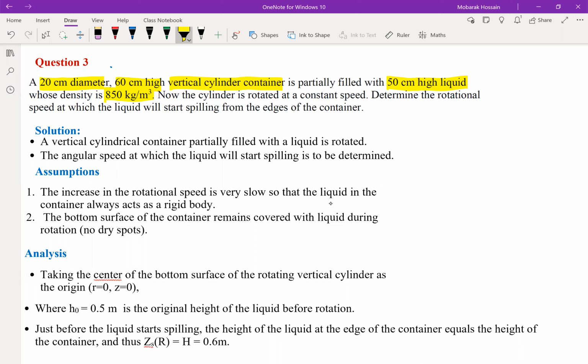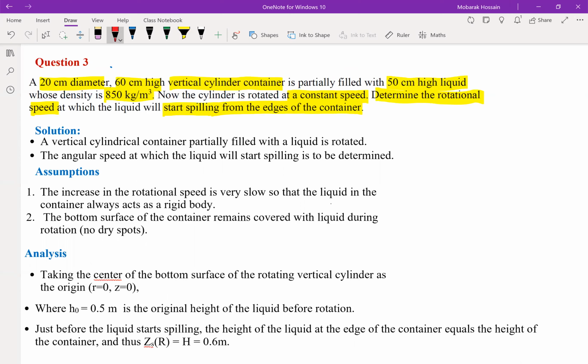Now the cylinder is rotated at a constant speed. If the cylinder is rotated at a constant speed, determine the rotational speed at which the liquid will start spilling from the edge of the container.